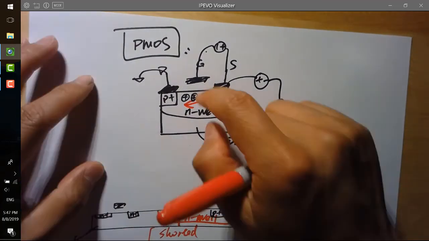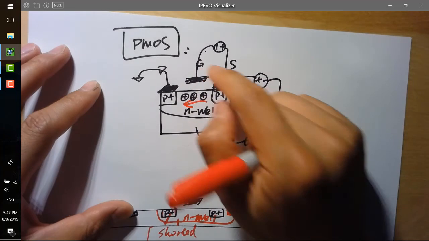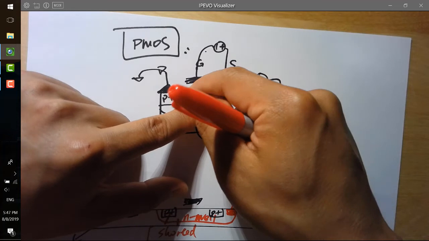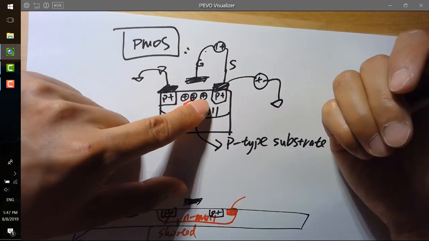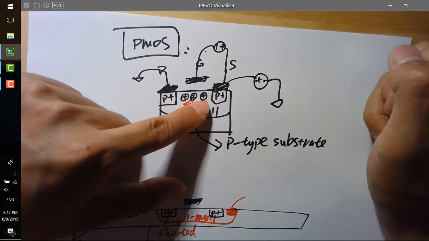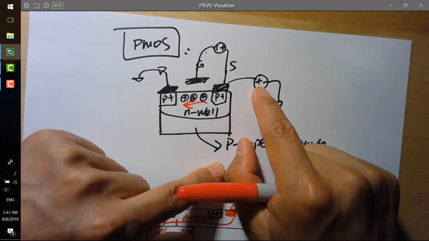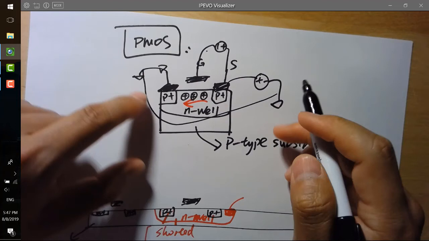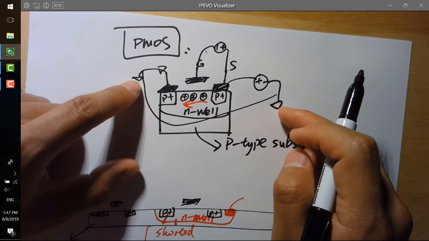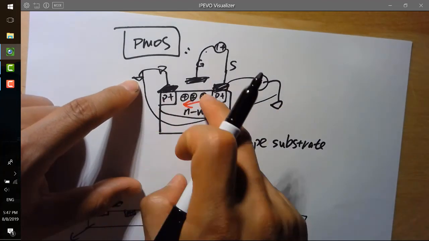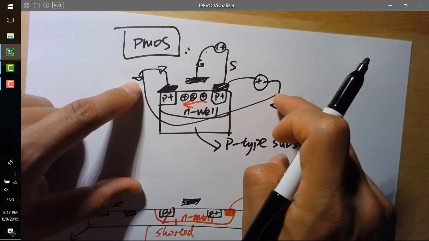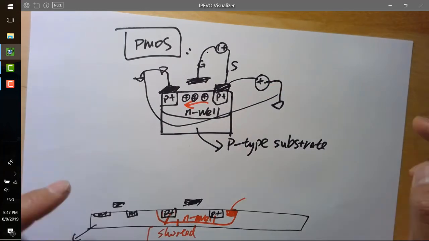You make the gate negative enough to turn on and form a channel filled with holes or positive charges, and then you give a pressure to the source, and you form a circuit here because they are both grounded. So the charges will flow through that circuit and come back to the negative terminal of the battery. Okay, this is how that PMOS can work.